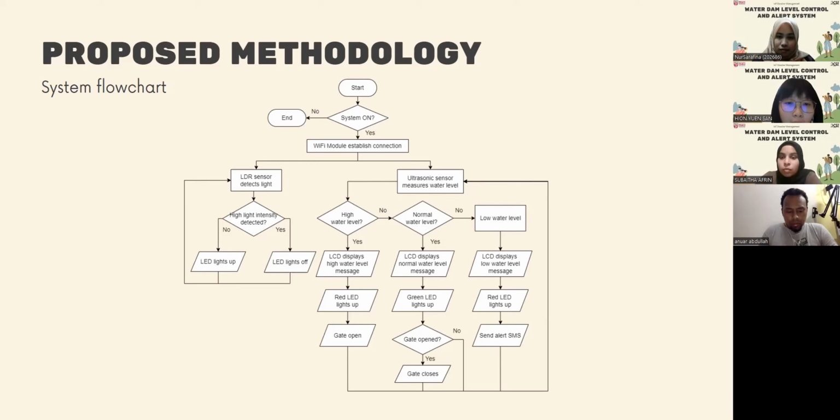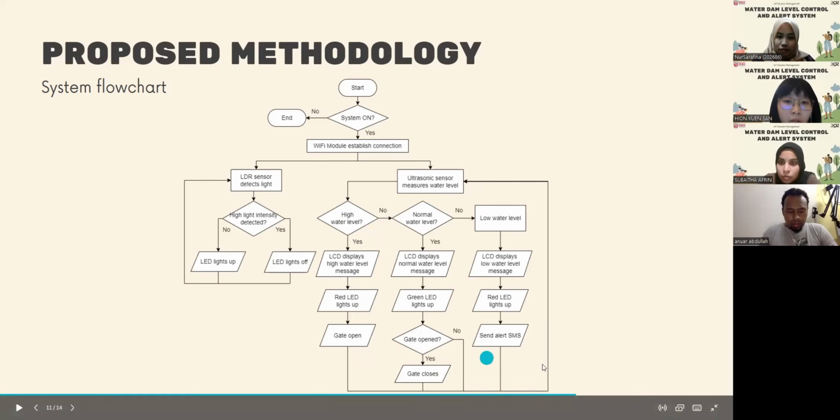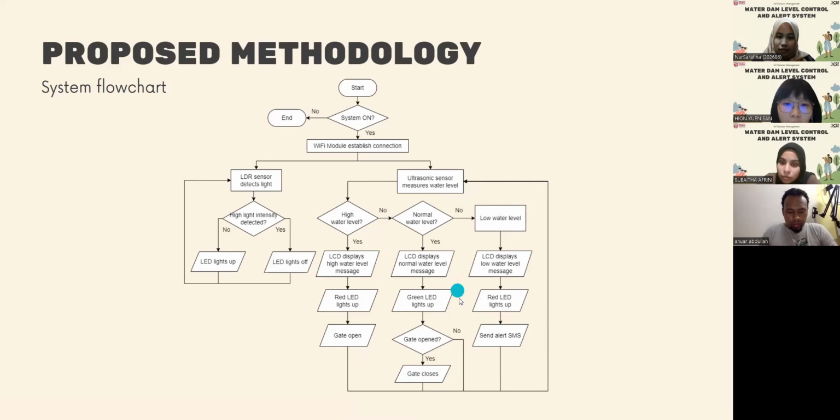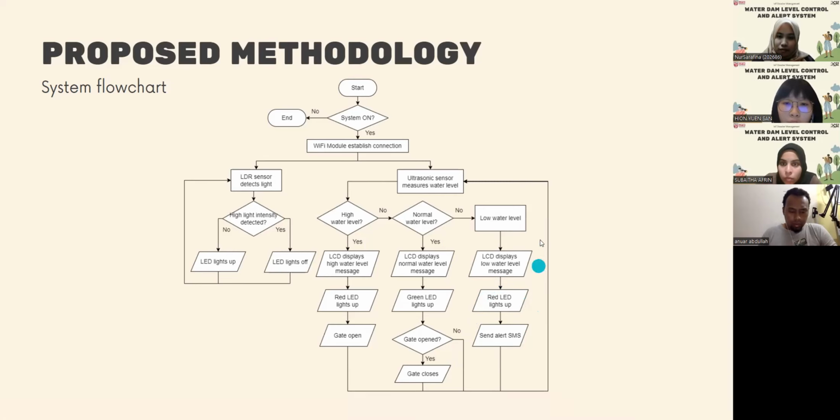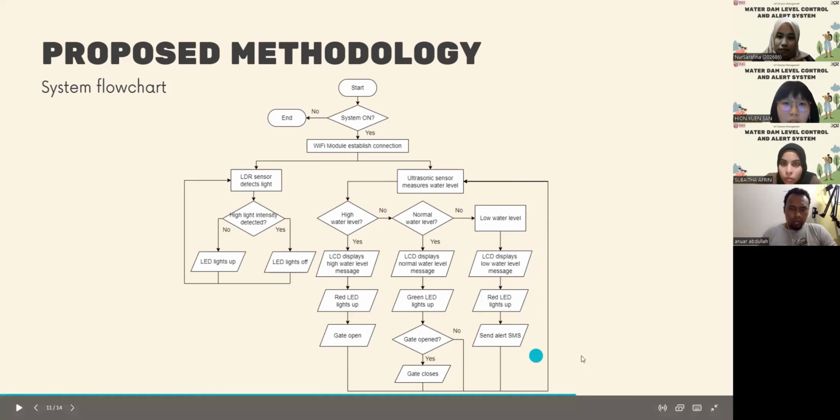When the water level is high, the LCD displays a high water level message, the red LED lights up, and the gate opens. If the water level is normal, the LCD displays a normal water level message, the green LED lights up, and the gate is checked whether it is open or not. If it is open, the gate is closed, and the system loops if the gate is not open. And if the water level is low, the LCD displays a low water level message, the red LED lights up, and SMS is sent to users.